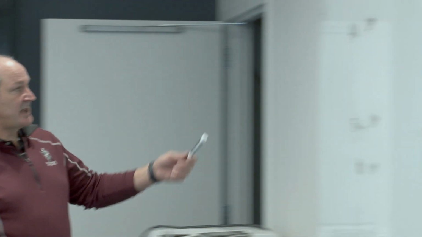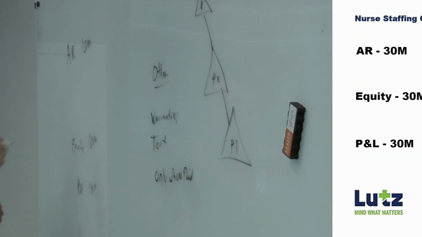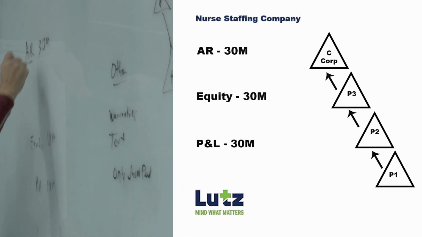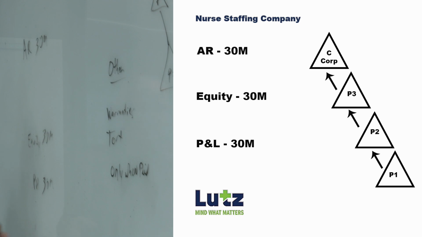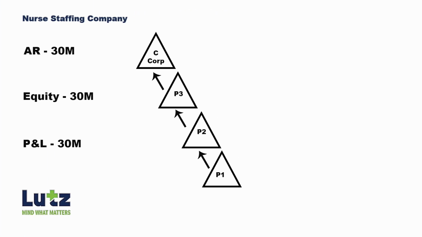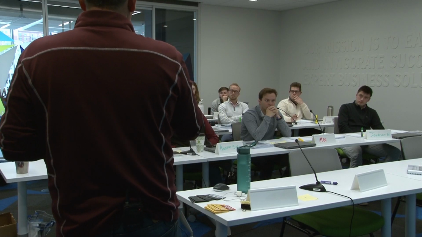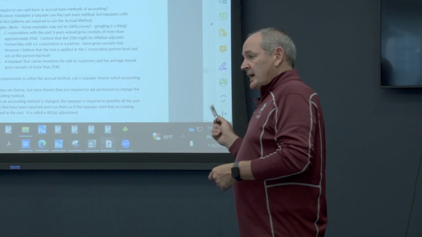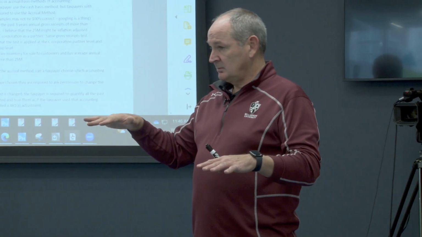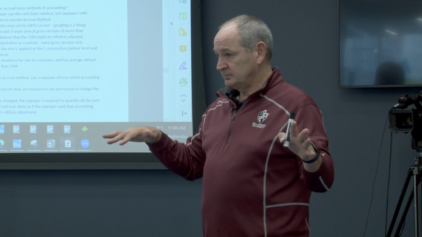Let's say that this is a nurse staffing company, and let's say that this is 30 million, 30 million, and 30 million, and our average gross receipts for the past 3 years are something more than 25. If this is an S corporation or partnership, can we be on the cash method? Yes, we can. If we're a C Corp, can we be on the cash method? No. So S Corps and partnerships have a different opportunity to be on the cash method versus a C Corp or a partnership with a C Corp, even though there's this annoying chain.